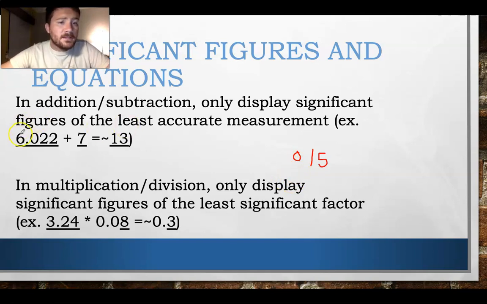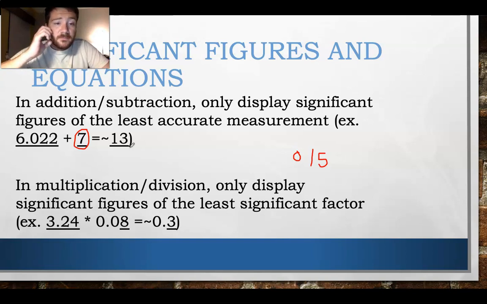We talked about adding and subtracting significant figures. When you're adding, you want to go to the place of the least significant number. So in this example, you have the ones place, tenths place, hundredths place, thousandths place, and the ones place. This one is significant to the thousandths place, this to the ones place, so the answer has to be rounded to the ones place. Now technically the answer is 13.022. But we have to round to the ones place.